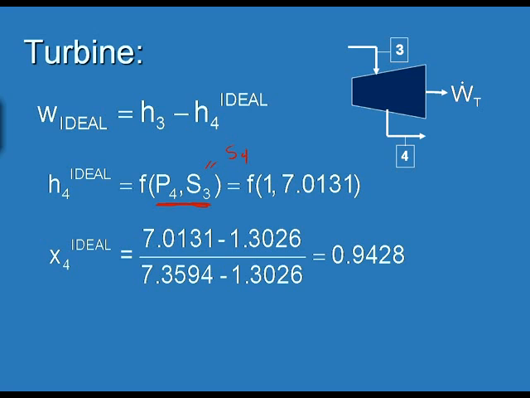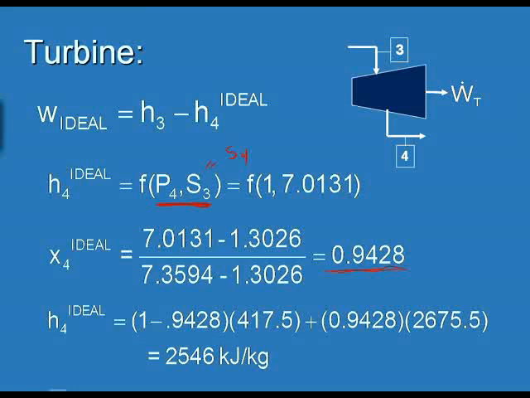Here, using tables, we find that the quality of the ideal fluid leaving the turbine is 0.94. Going on from there, we find the ideal enthalpy out is 2546. This could also be easily found using the Mollier chart, although you may not be as precise as this.